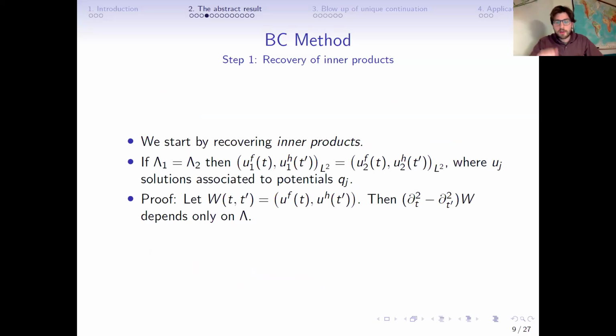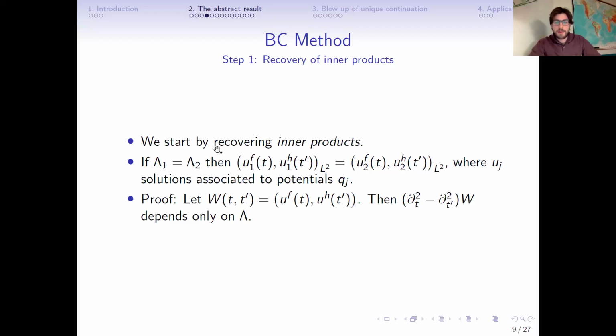This is how it's going to be used in the boundary control method. So let's start with the first part, which in the literature is sometimes called the Blagoveshchenskii identity, which is a very clever idea. The proof of this is very simple, it's two lines, but one still has to think of the idea.